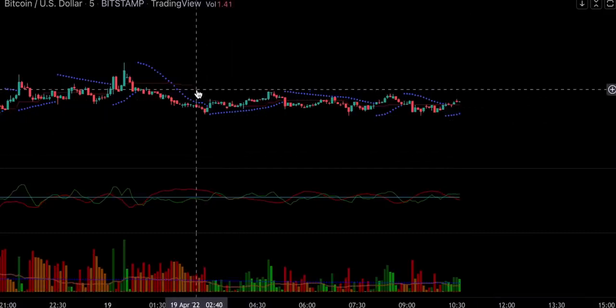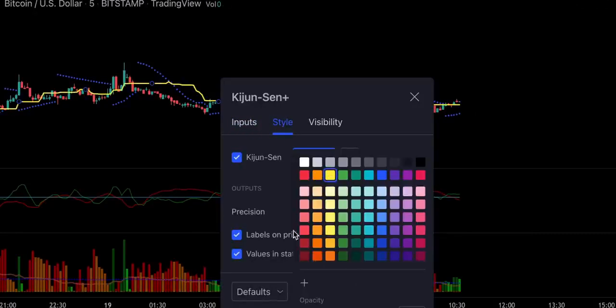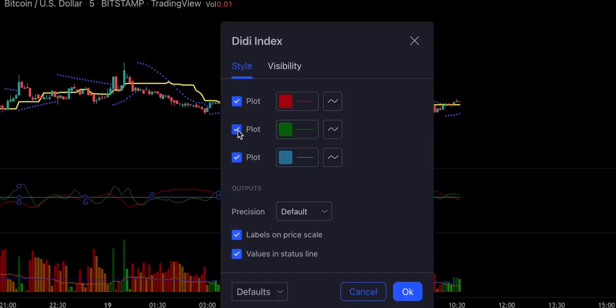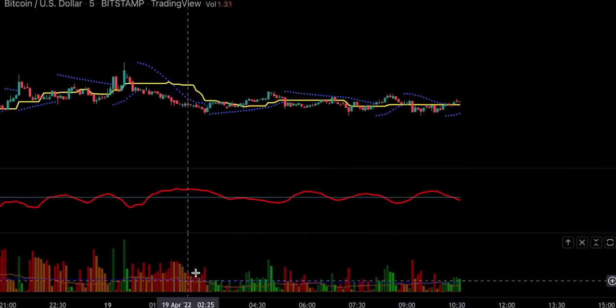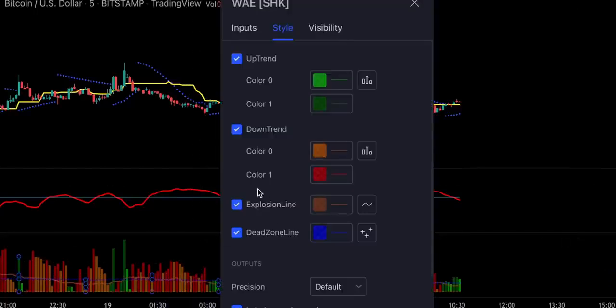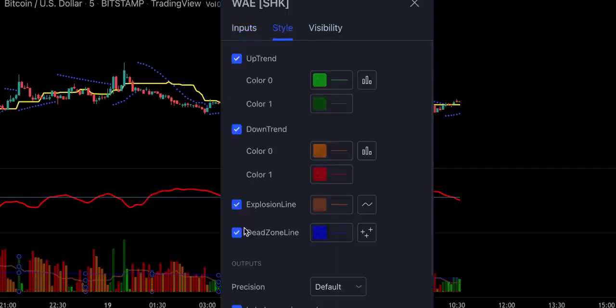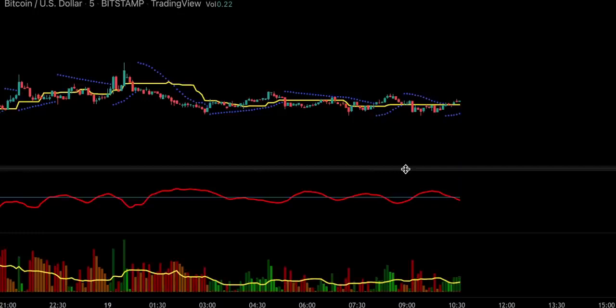So first let's double click on this Kijun Sen line and change the style. Now let's adjust the settings on this DD Index. So first we're going to get rid of this plot and make this line a bit more visible. And lastly, let's change the settings on this Waddah Attar Explosion indicator. So first of all, we're going to change the inputs from 150 to 100. Also, we're going to get rid of this dead zone and make this explosion line a bit more visible. Okay, now our system is set up, so let's get into our trading rules.